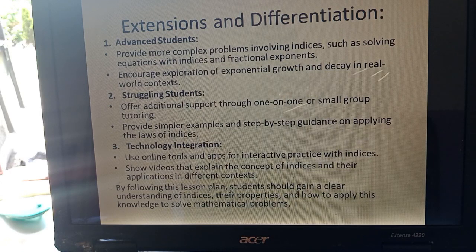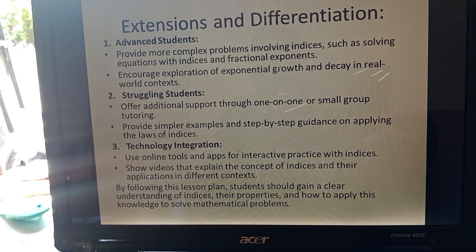So, extensions and differentiation for advanced students, that is those who are in the university or higher classes, like if you are in GCSE, where you have Form 5 and 6. Advanced students provide more complex problems involving indices, such as solving equations with indices and fractional exponents. Encourage exploration of exponential growth and decay in real-world context.